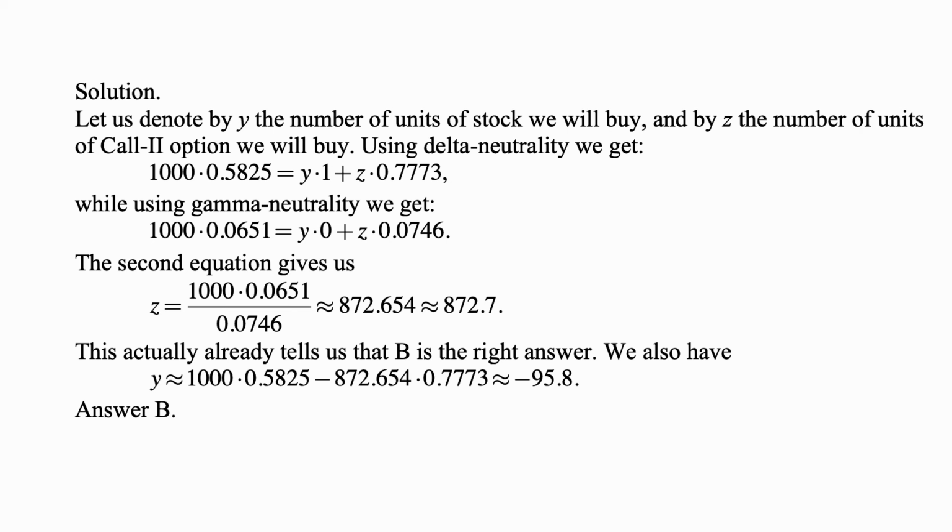We also have Y equals approximately 1,000 times 0.5825 minus 872.654 times 0.7773. That's approximately negative 95.8, so we would short the stock. Y is the number of units of stock. So it would be short the stock and long 872.7 units of call 2. And answer B is the choice.